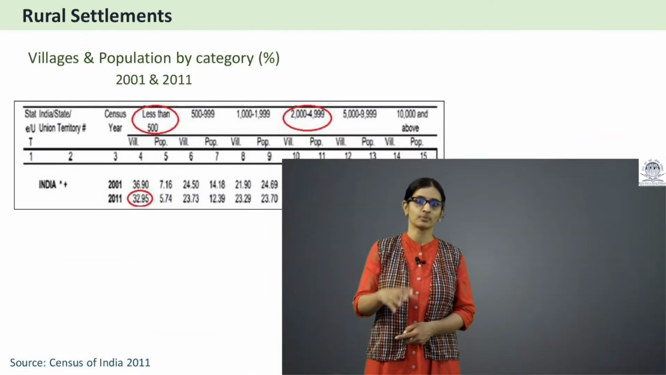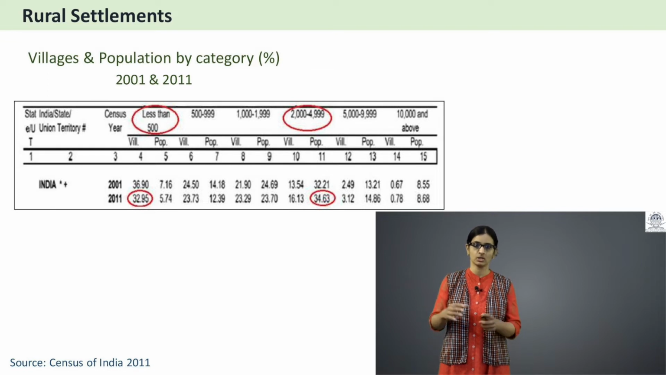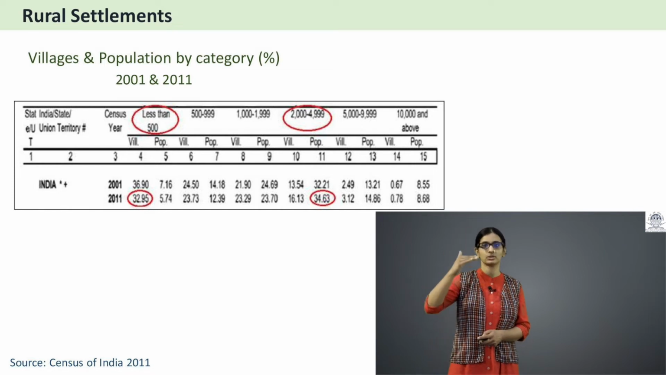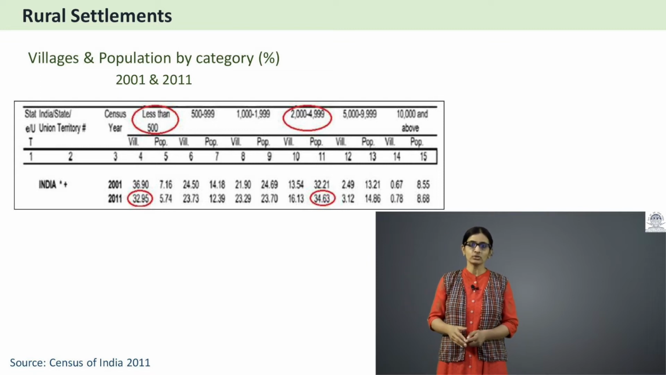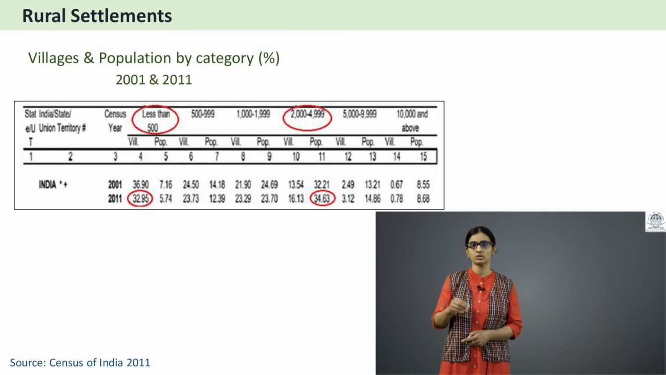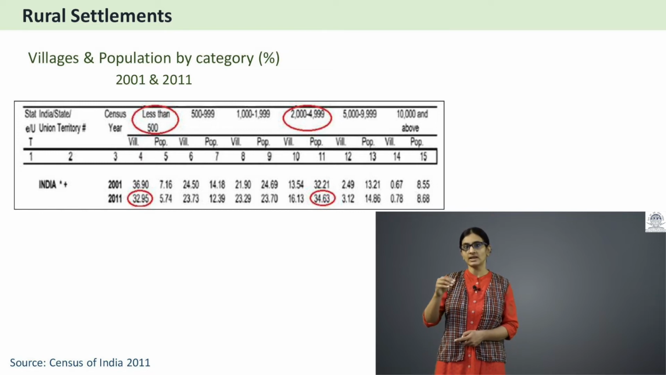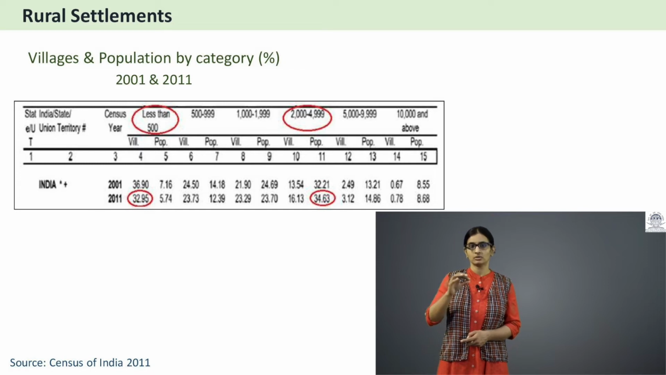As far as rural settlements are concerned, in the census of 2011, villages have been divided into 6 categories according to population size, the total population. The categories are less than 500, 500 to 1000, 1000 to 2000, 2000 to 5000, 5000 to 10,000, and 10,000 above. As of 2011, the maximum percentage of villages have a population of less than 500. So, about 32.9% of villages have less than 500 population.